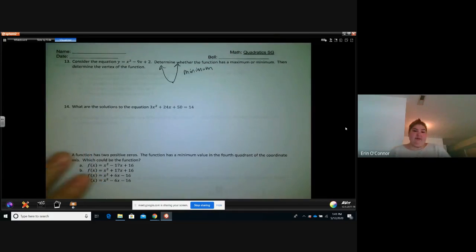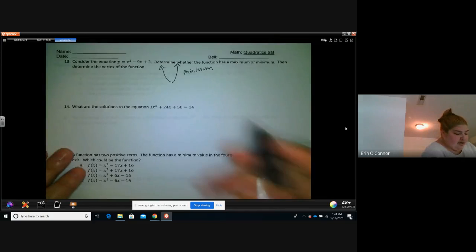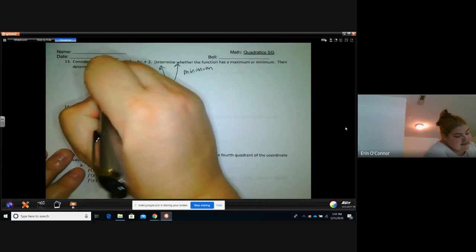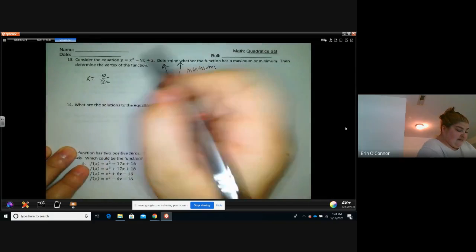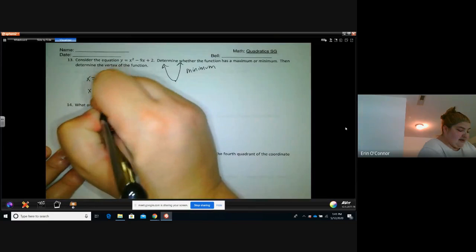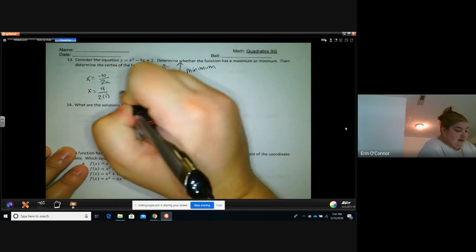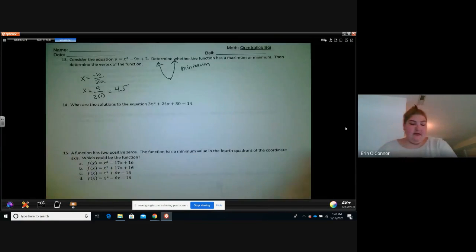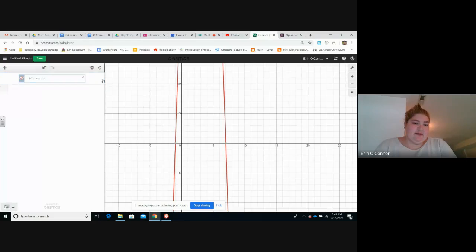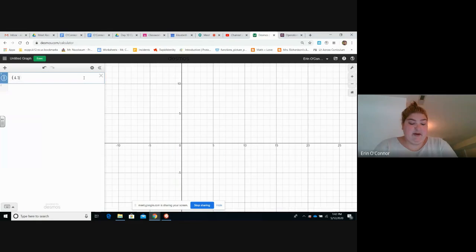And then it says, determine the vertex of the function. Well, we know how to do that. We first find the axis of symmetry, which is -b/2a. So -9 gives me a +9 over 2 times 1, and that equals 4.5. Now to find y, we plug that in. So coming to Desmos, I'm going to plug 4.5 in for x. So 4.5 squared minus 9 times 4.5 plus 2.